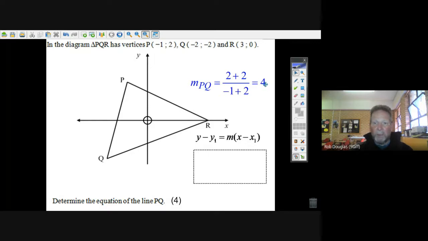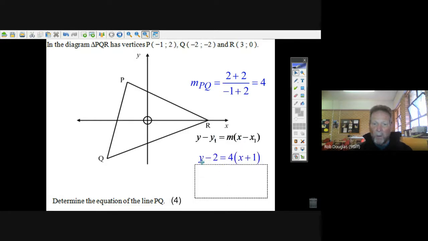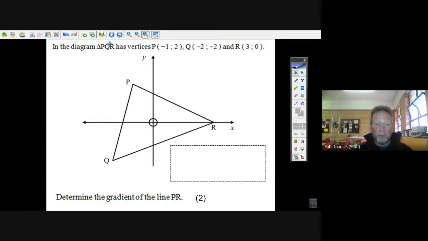And now all we have to do is take that 4 and put it right in where the gradient is. And then we put y1, which is 2. We could use the other point, but we can use this one. y minus 2, and then x minus minus 1. That's why we've got y minus 2, and it's x plus 1. 4 times x is 4x, 4 times 1 is 4. We add 2 to both sides to get the equation of the line PQ. And that's it.